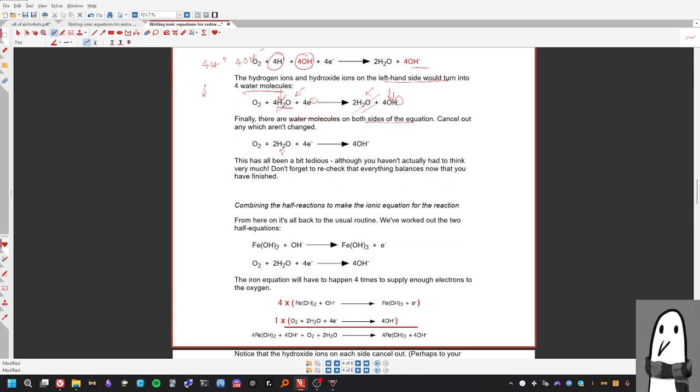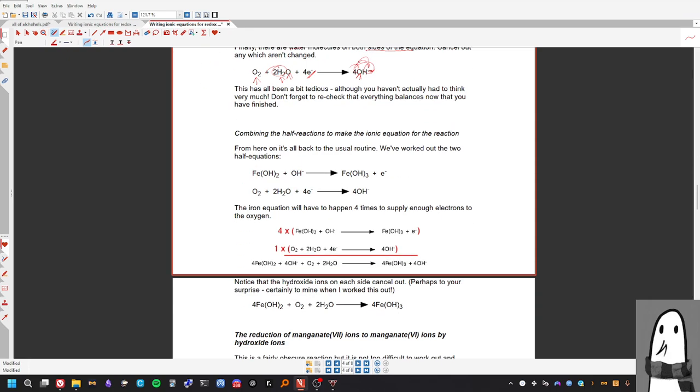O2 on the left side. Nothing on the right side. Actually no, shut up. There is stuff on the right side. 2 O's, 2 O's, 4 O's, 4 H's, 4 H's, bam, 4 negative charges, 4 negative charges, bam, bam, bam.